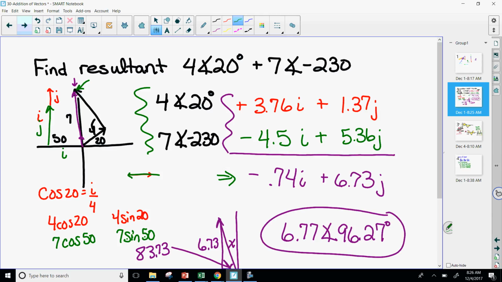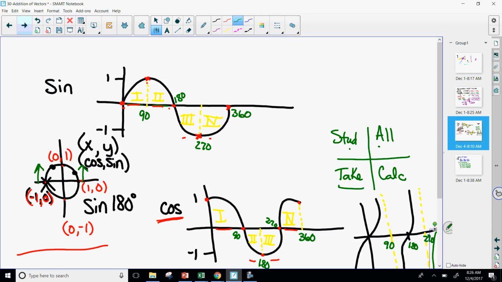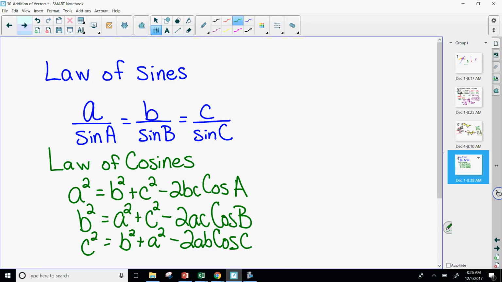Now I told you there is another way that you could actually add those together, and that's using the law of sines and the law of cosines. And I believe you copied this down on Friday somewhere. You started and then the bell rang and you did not finish.